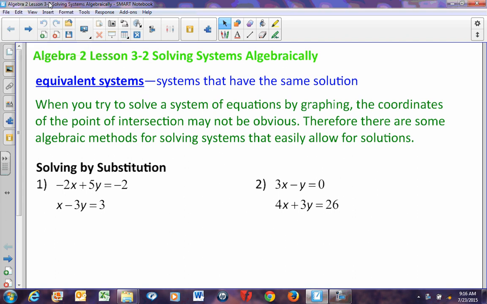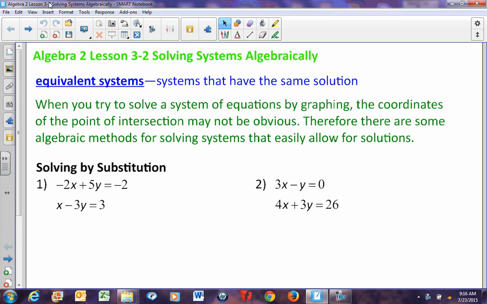This is Algebra 2, Lesson 3-2, Solving Systems Algebraically. Equivalent systems are systems that have the same solution. Now, we've solved systems and equations in Algebra 1, and we've done a little bit in geometry. We used graphing, and we also used substitution and elimination.